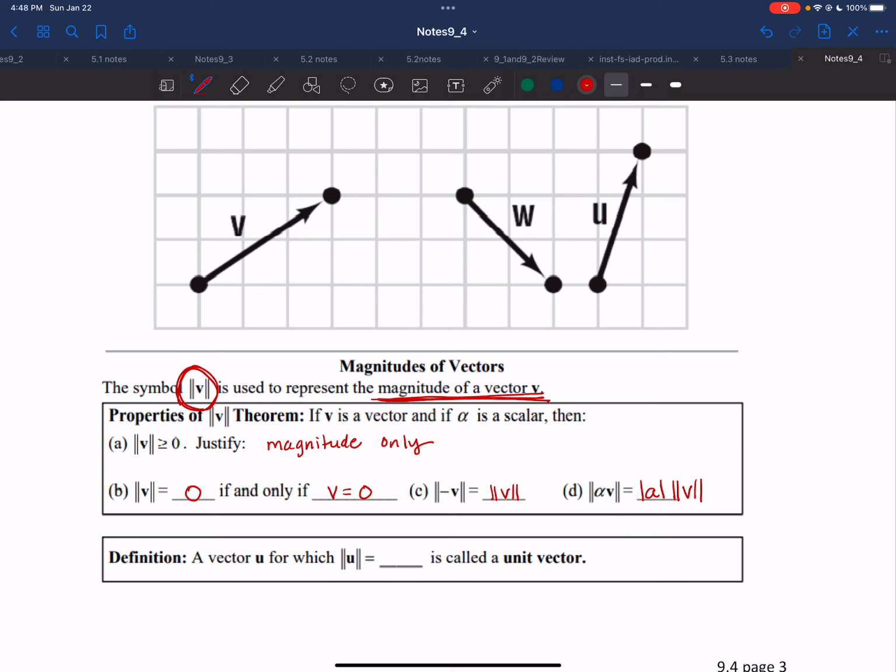Okay, last one, definition. A vector u for which the double bar u equals 1 is called a unit vector. Okay, so we're going to talk about those unit vectors next, and it gets kind of crazy.